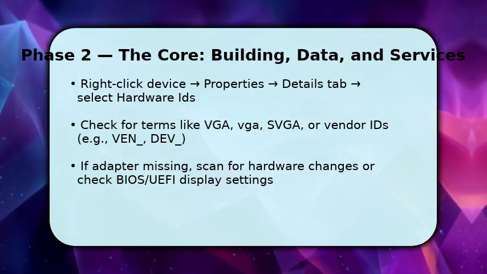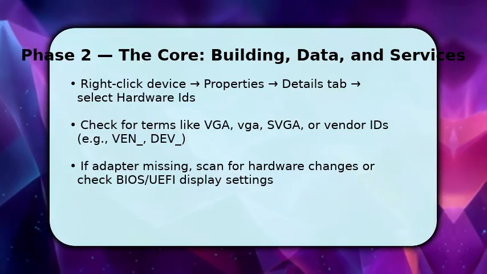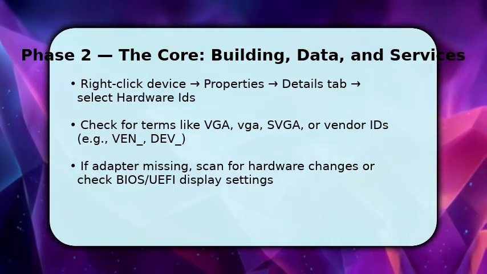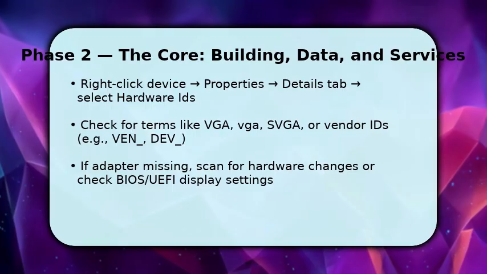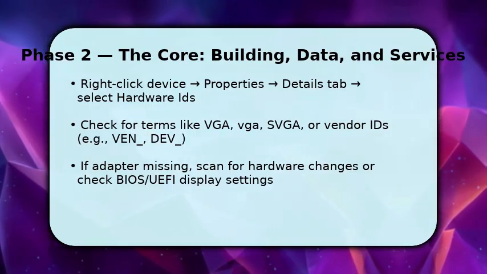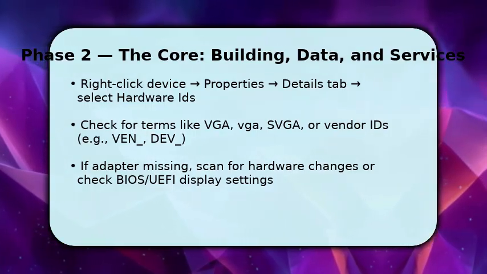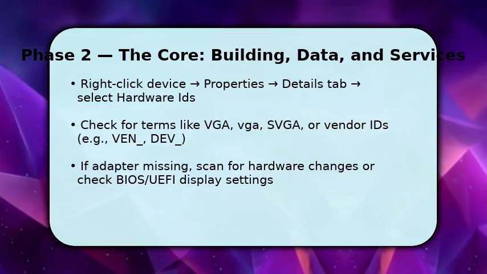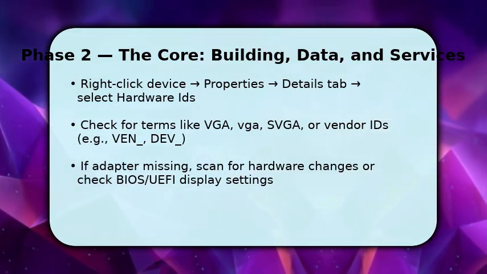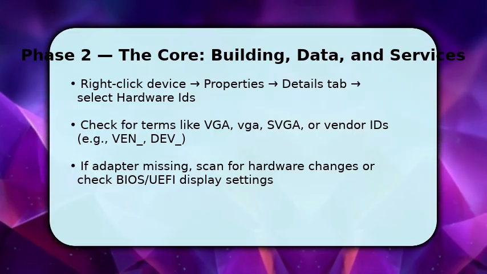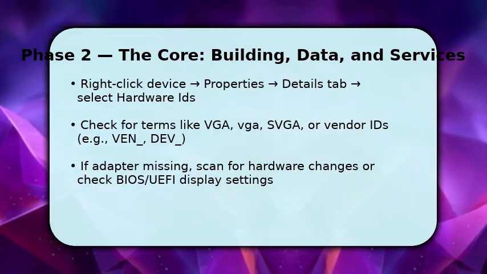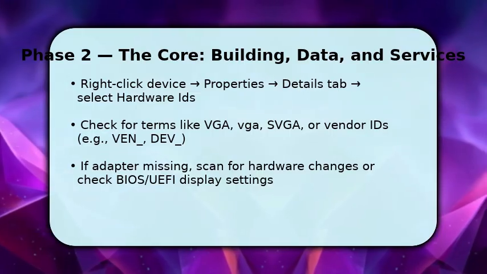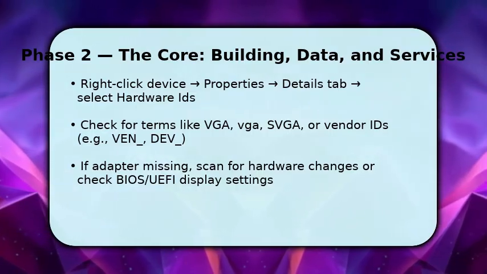If you see strings with VEN or DEV or explicit VGA terms, you've found the VGA-compatible controller. Make note of the vendor and device ID so you can match drivers. If the adapter is absent, click Action > Scan for hardware changes, then reboot and check BIOS/UEFI display settings. Sometimes integrated VGA is disabled there, which explains the missing entry.